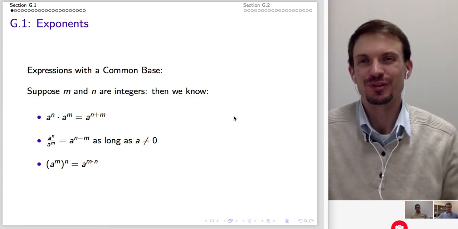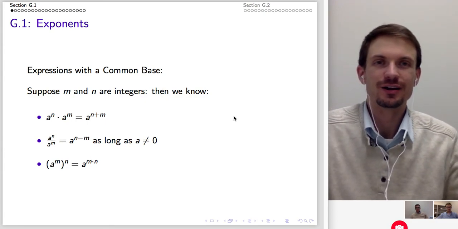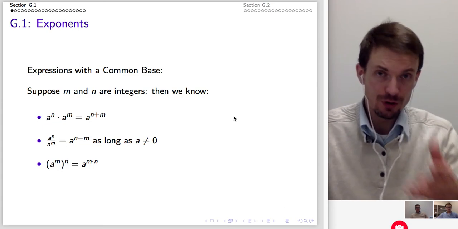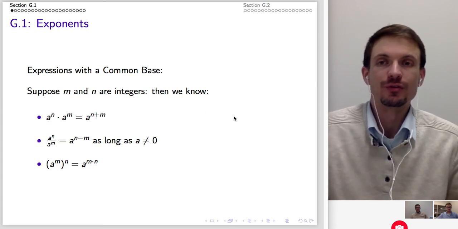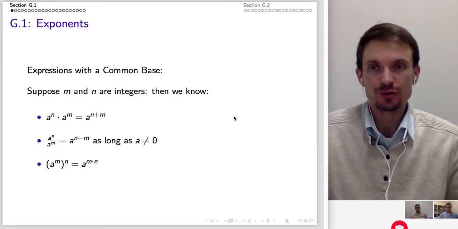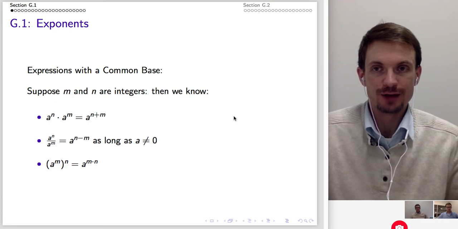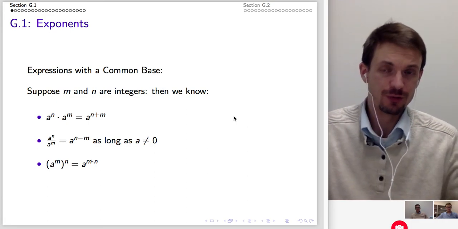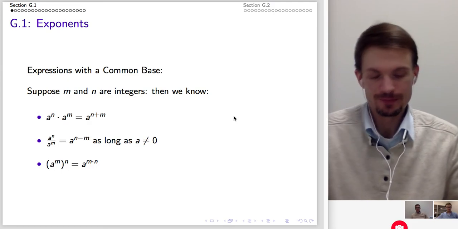Everyone, hello and welcome. This is our lecture on Appendix G, G1 and G2, which is talking about exponents. So here I've got some exponent rules. We've got exponent rules when we have a common base, and we see what we can do when we have a product of things with a common base, and then when we have these things inside parentheses, and then what happens when we have a quotient.